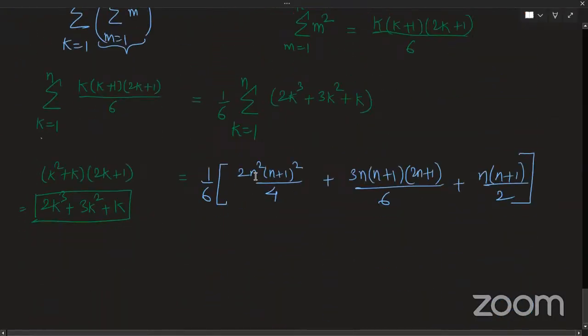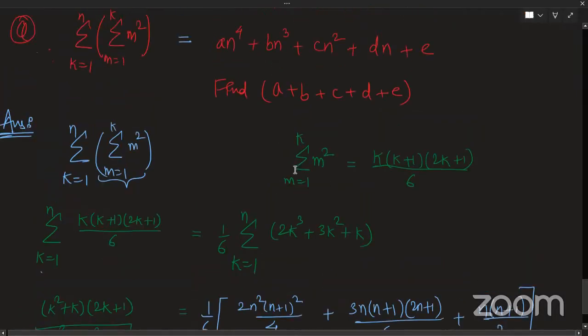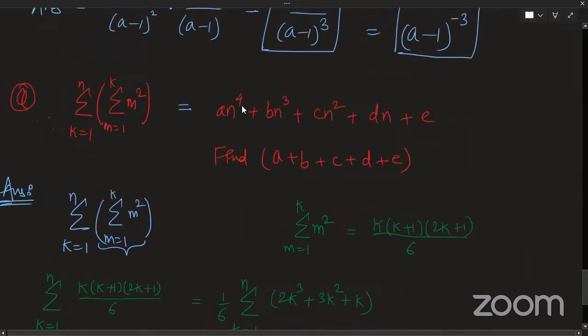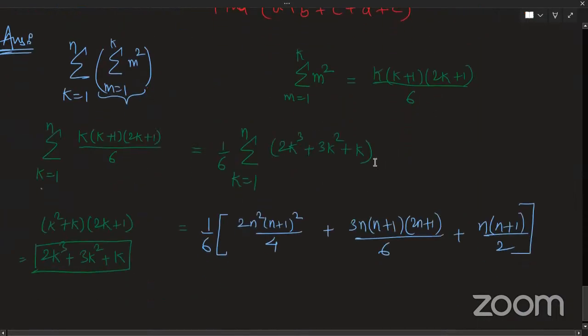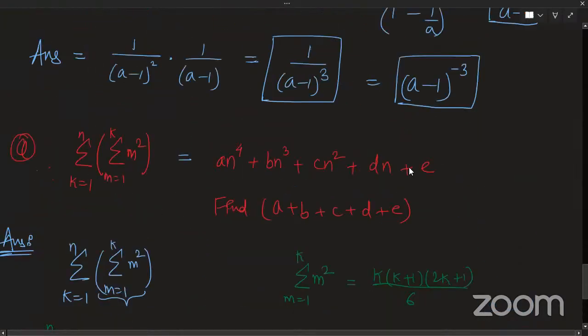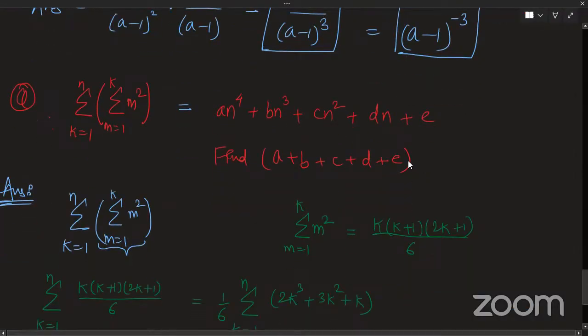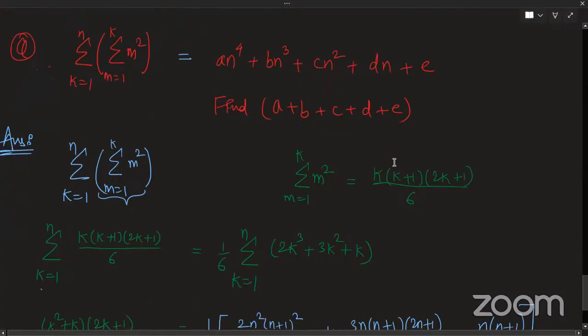You will open all these brackets, n square, n plus 1 whole square, and then these 3 brackets, this 2 bracket at the last. Then you will get the coefficient of n raised to 4, n cube, n square, n, and the constant. You will compare these values with a, b, c, d, e, and then you will get the values of a, b, c, d, e, and then you can add these values to get your final answer. Right?